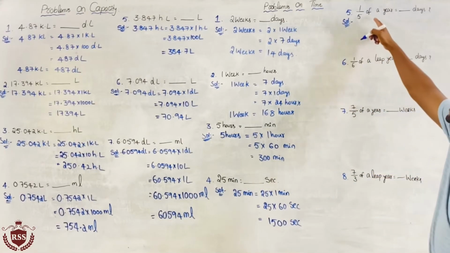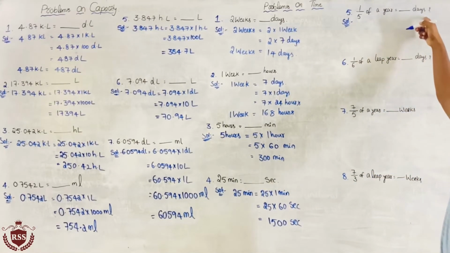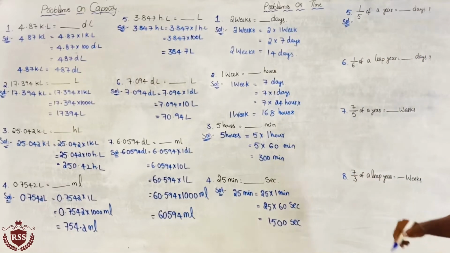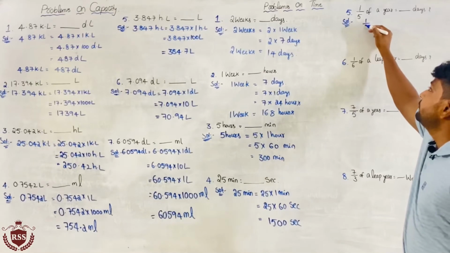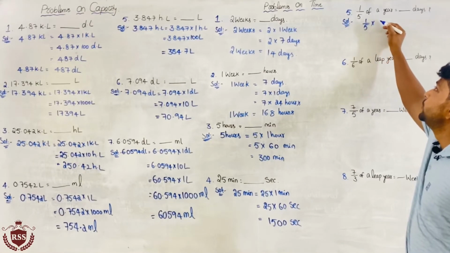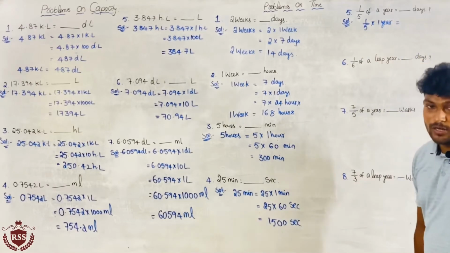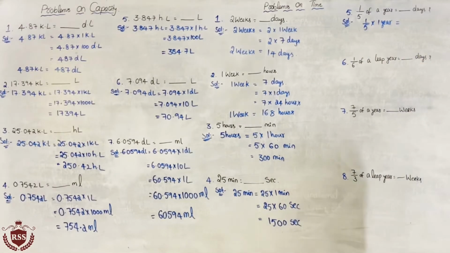Here, 1/5 of a year in terms of days. We need to convert a year, that is 1 year, in terms of days. So 1/5 of a year means 1/5 into 1 year. Here it is 1 normal year, one ordinary year. In an ordinary year, how many days are there? There are 365 days.